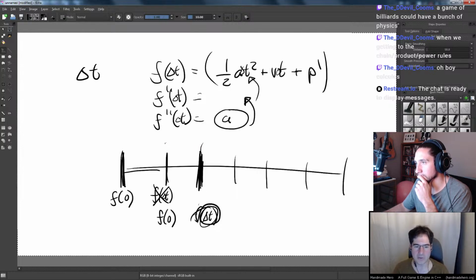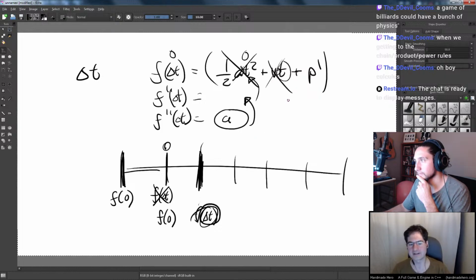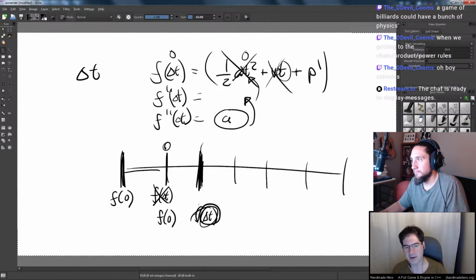If we wanted to know where the guy was at the beginning of the frame, we could still use the same equation. It's just all of these terms drop out, and we just get p prime, right? If we're plugging in 0 for t, and we're saying f of 0, the 1/2 at squared term drops out because obviously 1/2 a times 0 squared is 0. Same thing with vt. If t is 0, the v drops out, and we're just left with p prime, which is exactly what we would expect. If we haven't gone anywhere in time, we would expect the guy to be wherever he was at the end of the last frame, which is p prime, right?